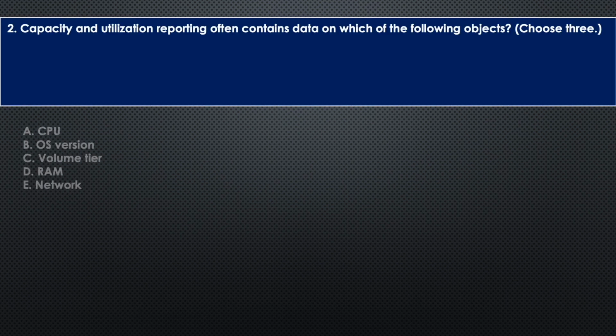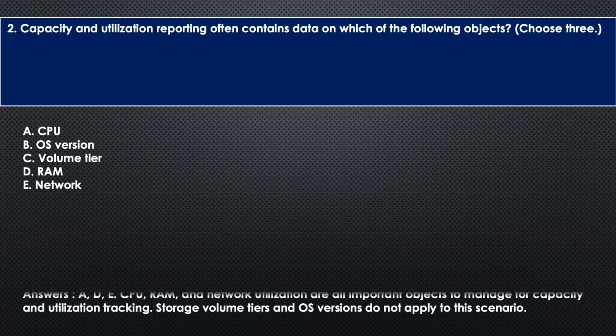2. Capacity and utilization reporting often contains data on which of the following objects? Choose 3. A. CPU. B. OS version. C. Volume tier. D. RAM. E. Network. Answers: A, D, E. CPU, RAM, and network utilization are all important objects to manage for capacity and utilization tracking. Storage volume tiers and OS versions do not apply to this scenario.